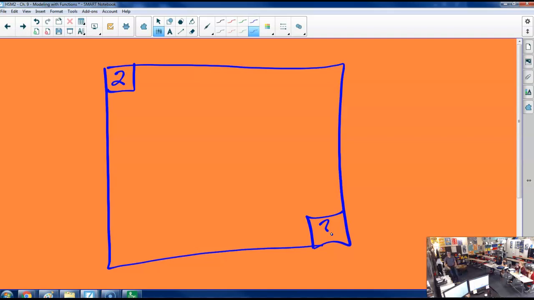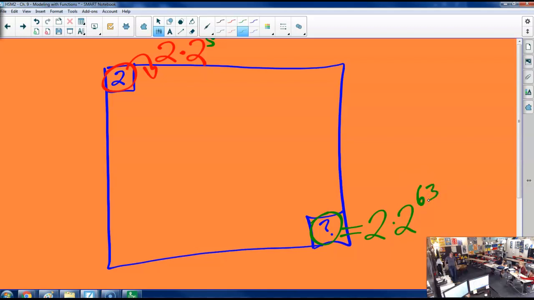So let's build this function. What's our initial value? Two. What happens to 2 when it moves a space? It's doubled, right? He said, I want double. So 2 times 2 to the s power, right? For like the amount of spaces. How many more spaces are there to get to here? 63 more, right? We already used space 1. So this space would be 2 times 2 to the 63rd power. And then each of those before would be 2 times 2 to the 62nd.